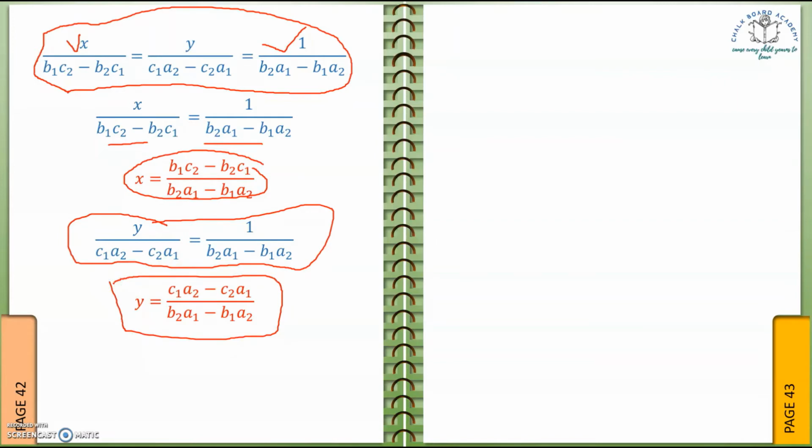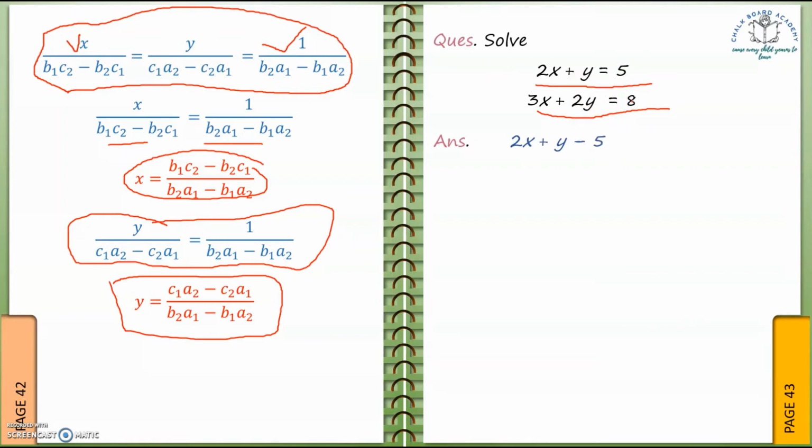So let's look into the question first to understand it clearly. We have these equations here: 2x plus y is equal to 5 and 3x plus 2y is equal to 8. Here a1 is 2, a2 is 3, b1 is 1, b2 is 2, and c1 is 5 and c2 is 8. The first thing we have to do is take c on the left side. So now we have 3x plus 2y minus 8 is equal to 0 and 2x plus y minus 5 is equal to 0. Now again we are starting with the formula here.